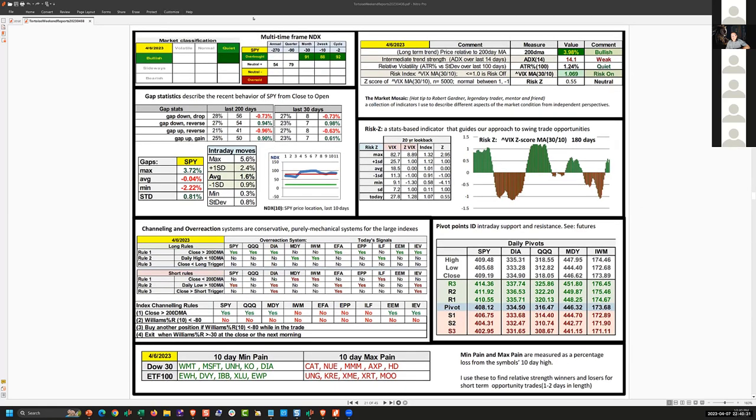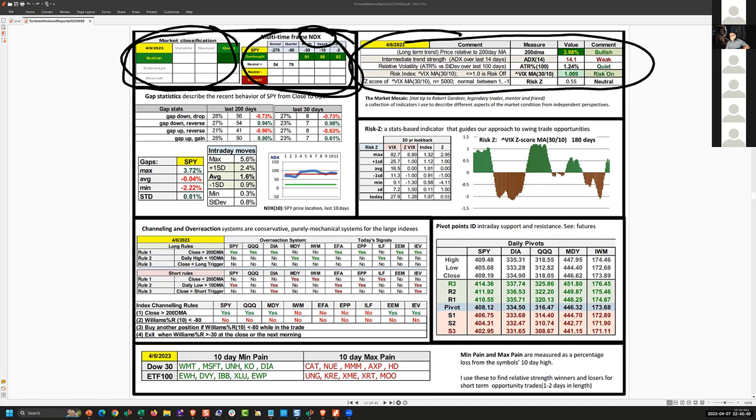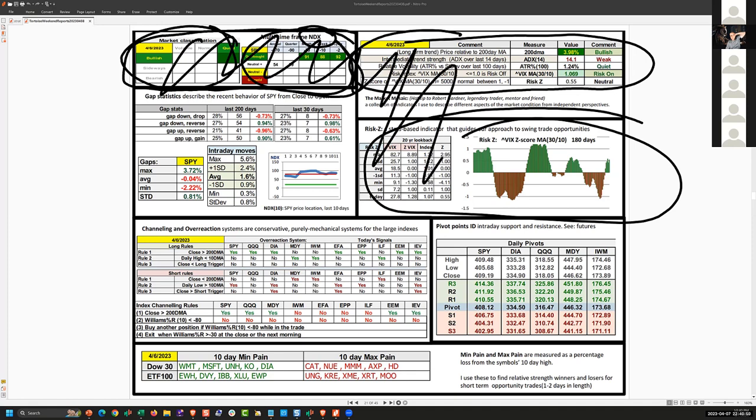All right, so now we're looking at dashboard number 1. You will recognize this from the weekly. It's the same thing. Market classification, market location using the NDX, all of the little supplementals, the risk Z, piece of cake. So those are all the same, and I look at those every day.